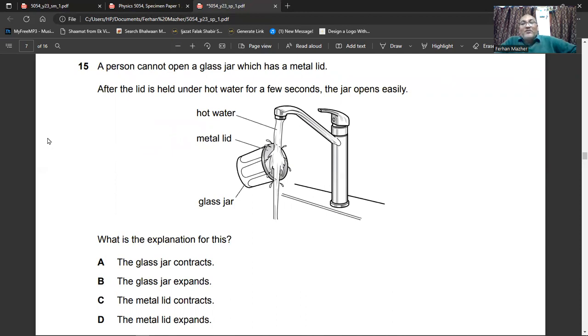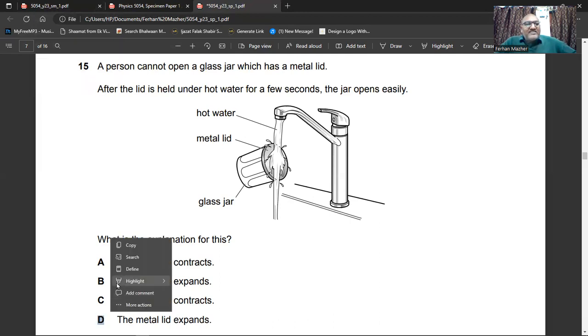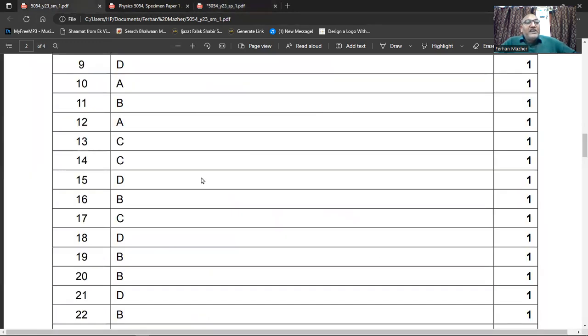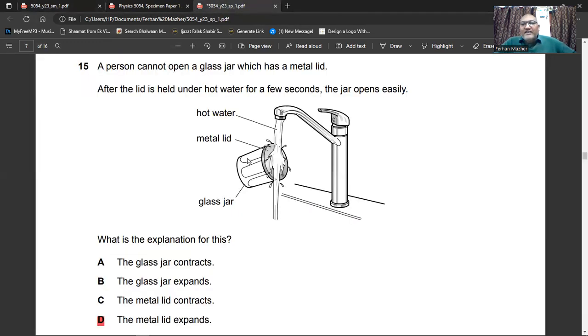No, you are pouring hot water on it. The metal lid expands. Yes, the metal lid expands. The glass jar also expands. But first, the metal lid expands, and you can open it. When the glass jar also starts expanding, then it will again be difficult to open it. So I think the best explanation is D. The metal lid expands. D, 15D. 15D is the right answer, sir.